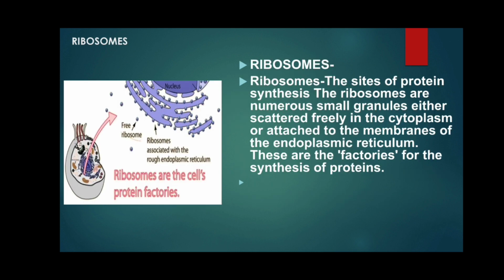Next is ribosome. This is the site of protein synthesis. This one is the smallest organelle, and ribosomes are the organelle that is produced by the nucleolus. In the previous video the role of the nucleolus was explained to you.